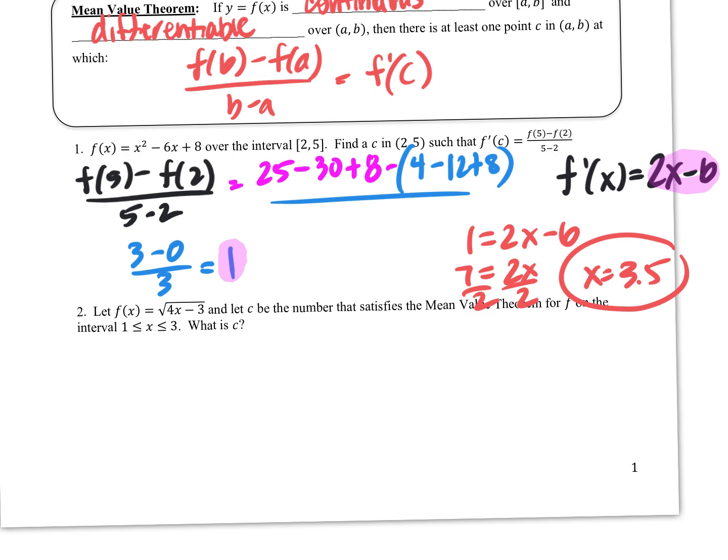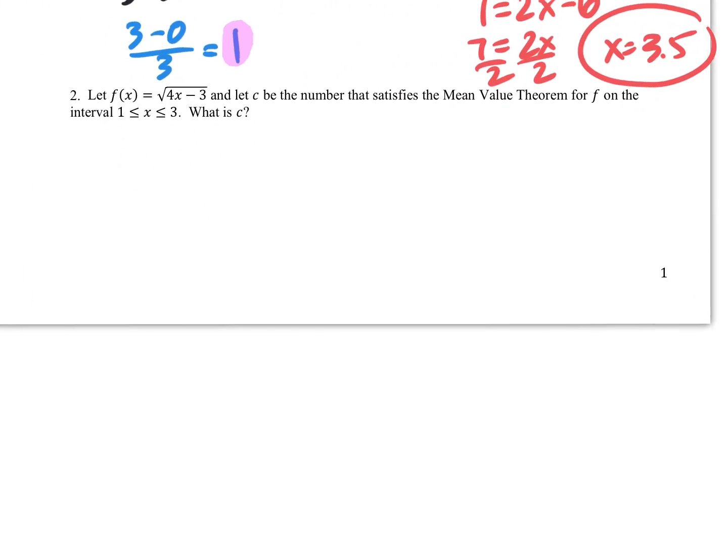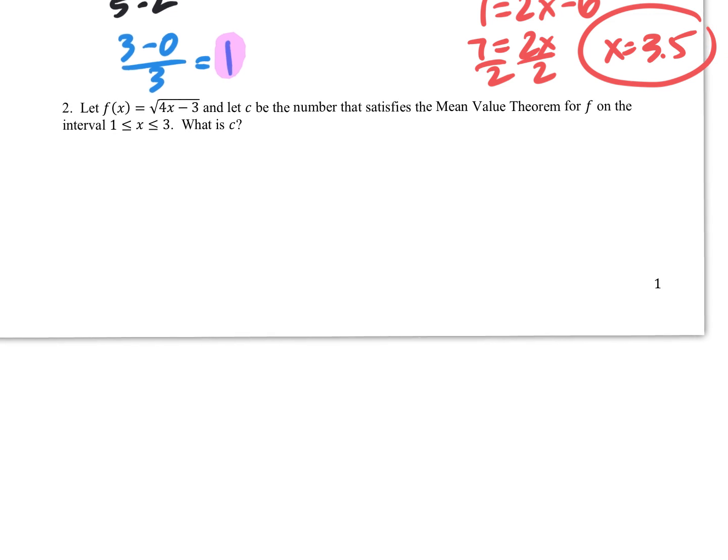We get 3.5. See if we can keep it together. There we go. Okay. It says, all right, now we've got a square root function. From 1 to 3, it says C is the number that satisfies the mean value theorem. The mean value theorem is saying that the average slope of this function will equal the derivative at some point.